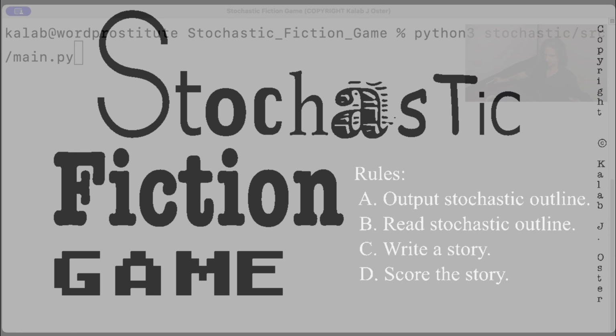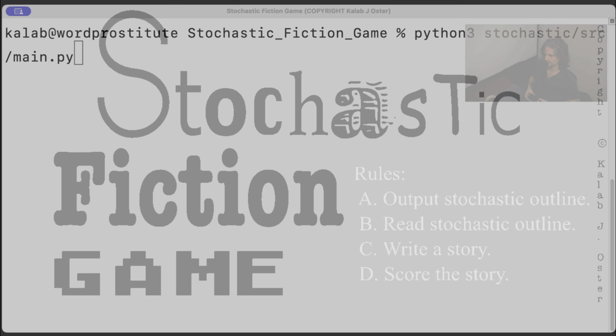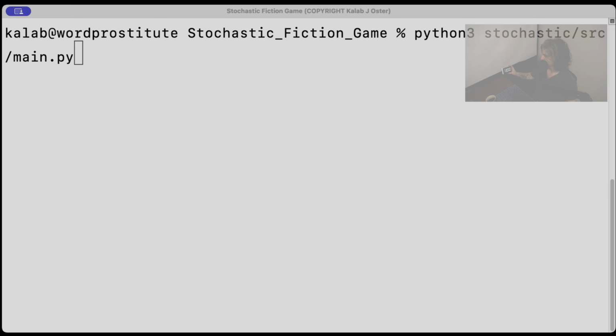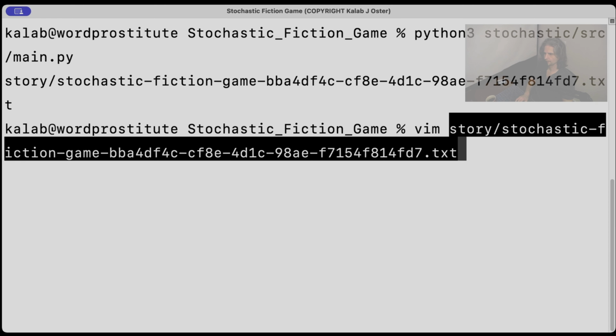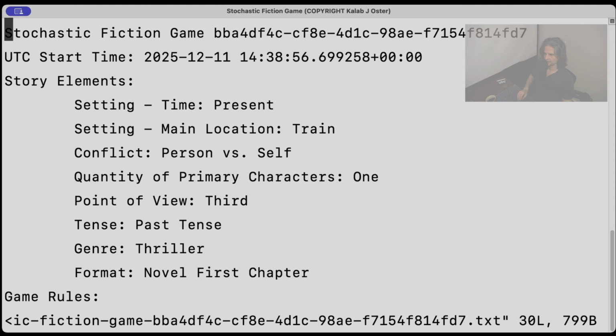A stochastic fiction game. This is a timed writing game where I'm going to give myself 90 minutes to write a story based upon this outline I'm about to create with this stochastic fiction game script. It just outputted this file right here, and inside this file are some randomly generated story elements for the stochastic fiction game. When I open this up, we'll see what we've got to write today for our stochastic fiction game with these story elements within 90 minutes.